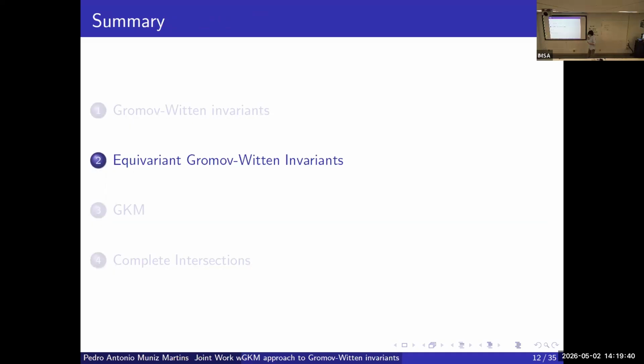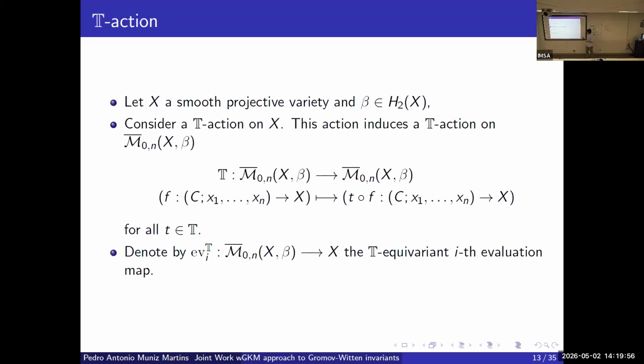So now let's talk about equivariant Gromov-Witten invariants. The problem is it's really hard to compute Gromov-Witten invariants, but with some luck, if we consider the equivariant version, a version that is invariant by the action of a torus, it becomes easier in some sense to compute. Again, consider X as a smooth projective variety and beta a class in the second homology. And we consider a T action, where here T is just the algebraic torus on X. With a T action on X, it's possible to induce a natural action on the moduli space of stable maps. The action is described right here.